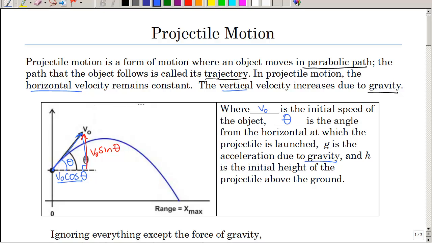Gravity does not affect the horizontal component of the velocity, it only affects the vertical component. So that's why we need to look at this as two separate parts, the vertical part and the horizontal part. We're also going to use the letter h as the initial height above the ground. Sometimes we launch things from the ground, like kicking a football or a soccer ball, whereas we might be launching something like a bow and arrow, pulling that back, or hitting a ball in midair with a baseball bat, launching something from a cannon, all types of situations.